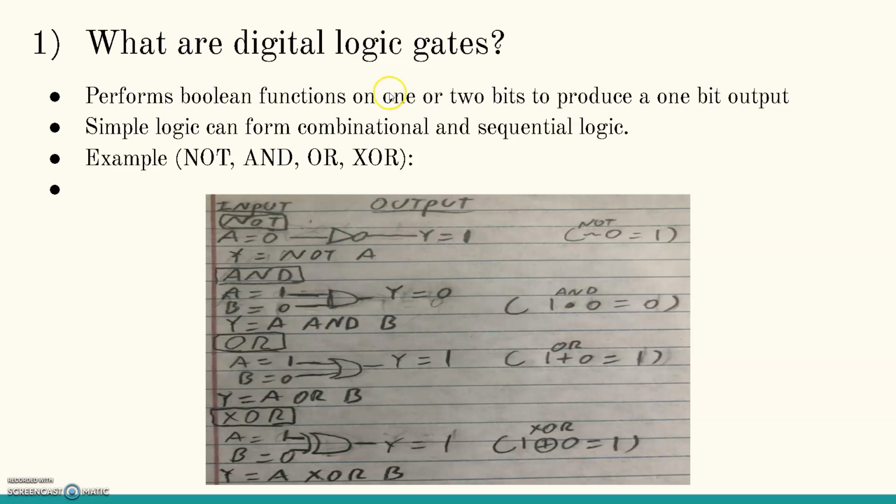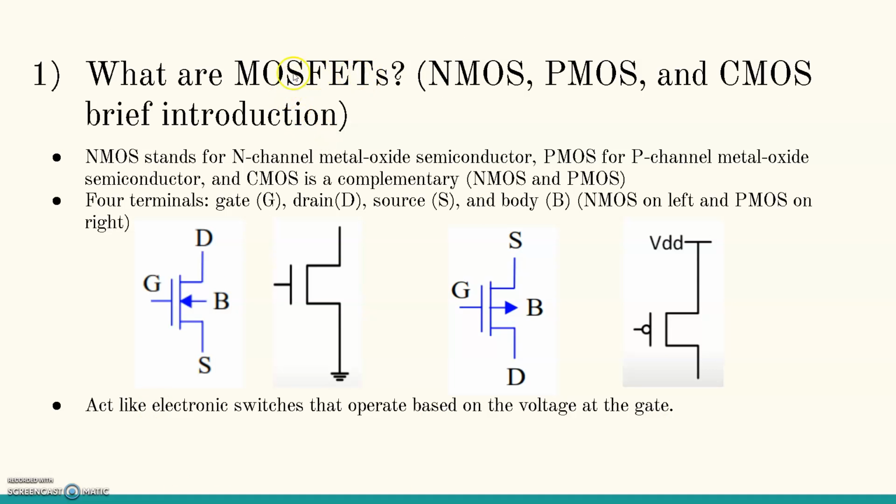So logic gates are basically electronic circuits that take two 1-bit inputs and produce a 1-bit output. And so for this final project, I'm going to create a NOT, a NAND, an OR, and an XOR. And by the way, the 0 and the 1 in LTSpice, 0 is 0 volts and 1 is 5 volts. So MOSFETs, which stands for metal oxide semiconductor field effect transistor.